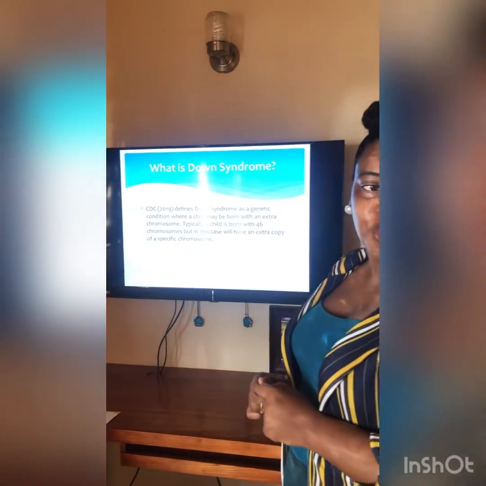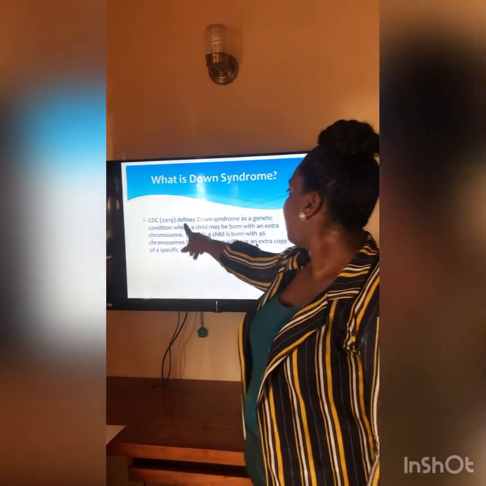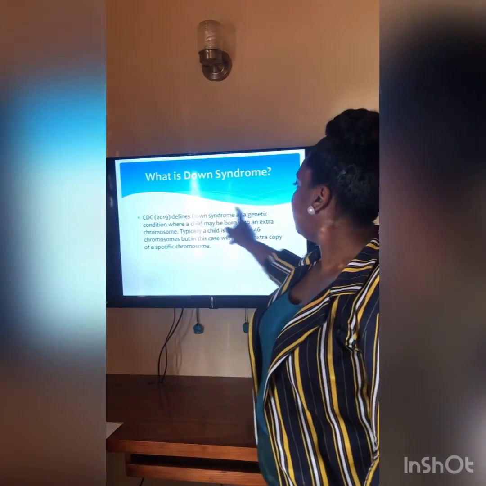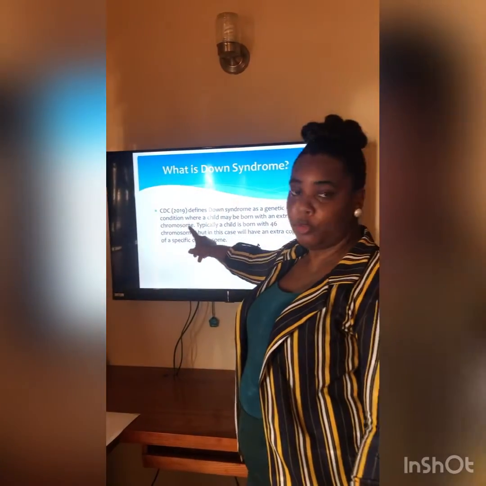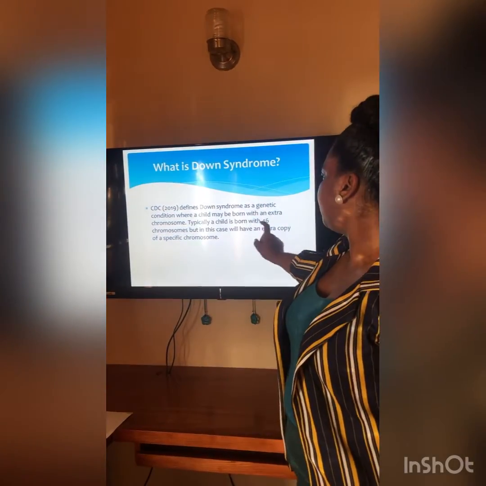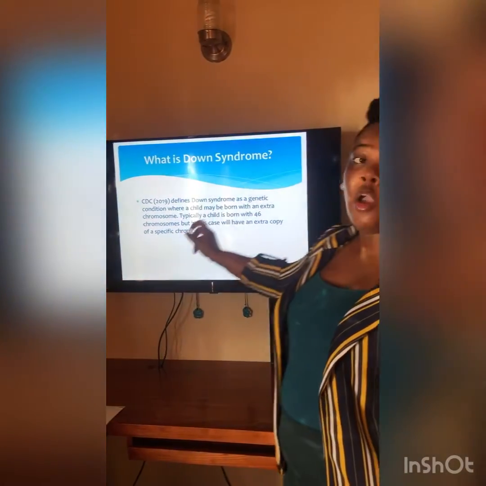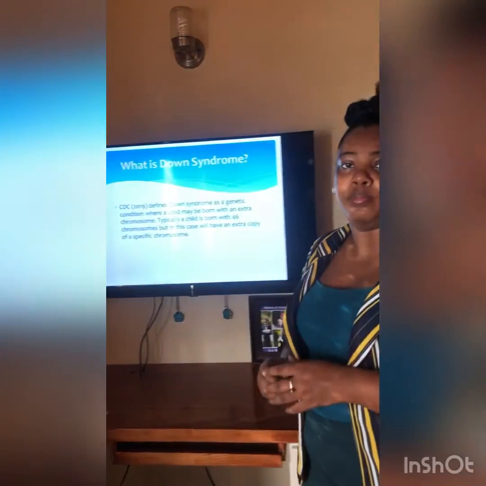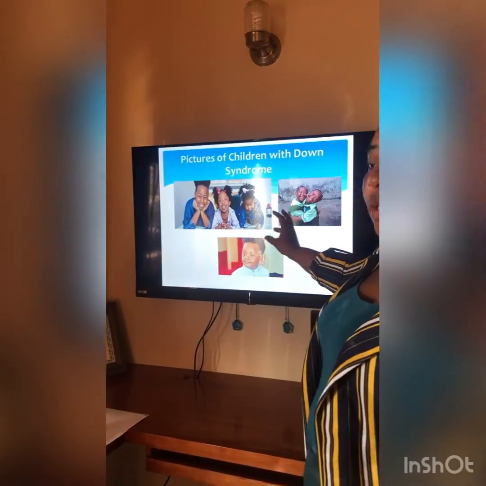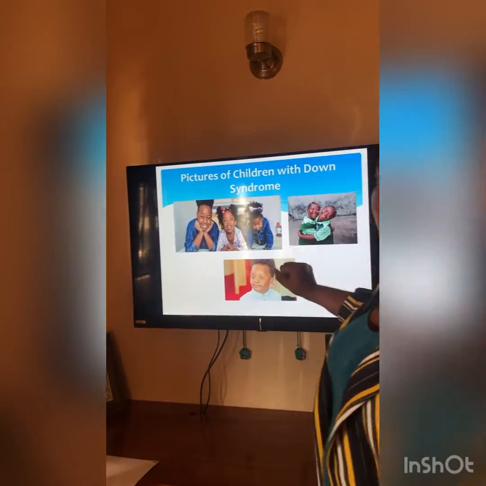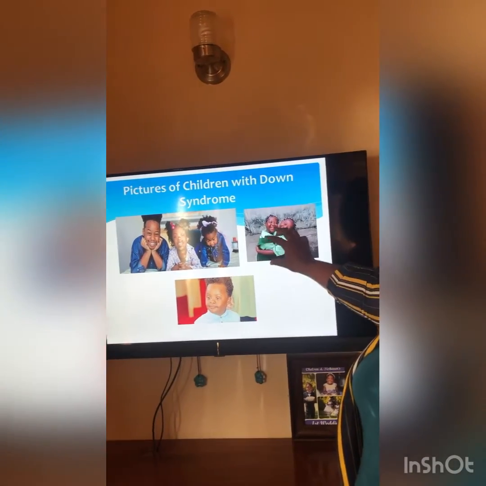What is Down syndrome? The Center for Disease Control and Prevention defines Down syndrome as a genetic condition where a child may be born with an extra chromosome. Typically, a child is born with 46 chromosomes, but in this case, there is an extra copy of a specific chromosome. Here are some pictures of children with Down syndrome. As we can see, there are some physical features: the nose, the lips, the face, and so on.